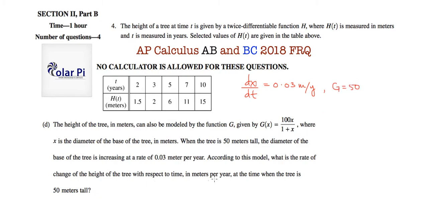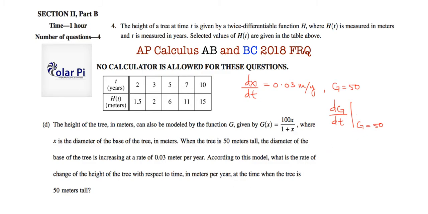And what is it asking for? It's saying, according to this model, what is the rate of change of the height of the tree with respect to time in meters per year at the time when it's 50 meters tall? So basically it's asking for dg/dt when g is equal to 50.